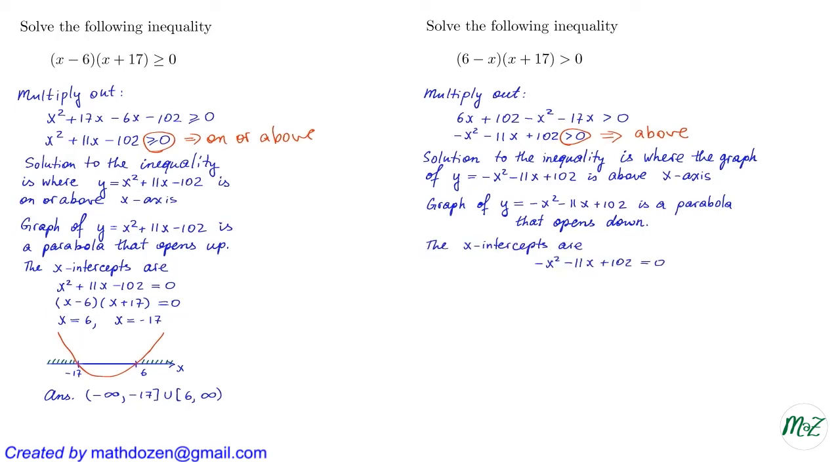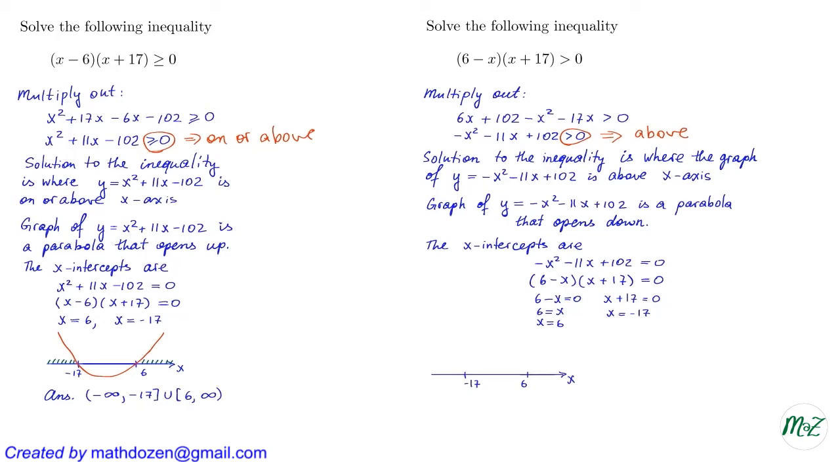And if we look for the x-intercepts, we're going to be solving negative x squared minus 11x plus 102 equals 0. So we know that it factors into this original expression. So it's the same as 6 minus x times x plus 17 equals 0. So if you set 6 minus x equal to 0, this is the same as 6 equals x, if you add x to both sides. So the answer is x equals 6. And likewise, x plus 17 equals 0 gives you x equals negative 17. So those are the two intercepts.